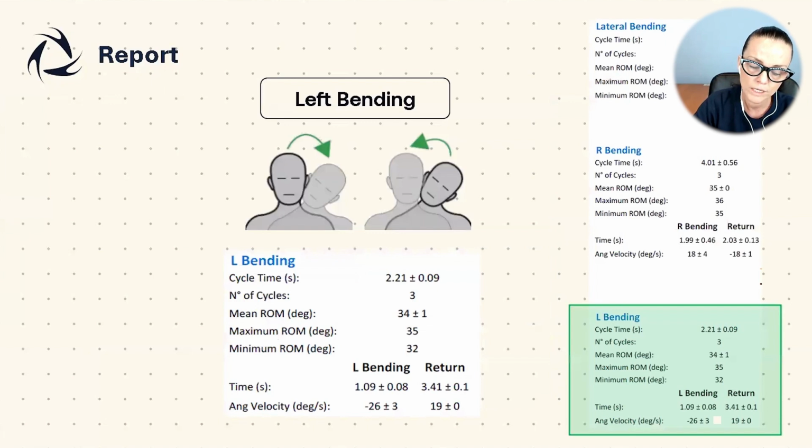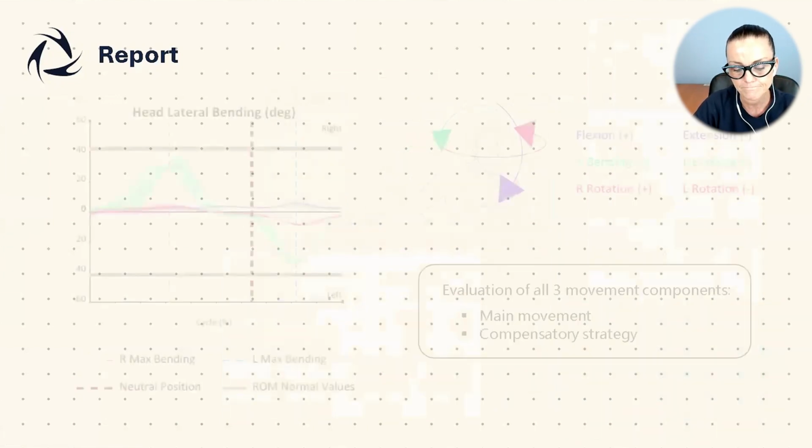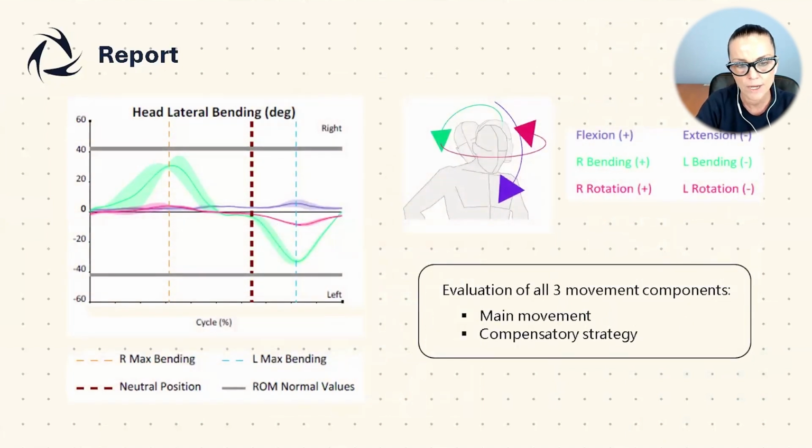Okay, so what I have just explained for the right bending is exactly the same for the left bending. Now, let's describe this first graph that you have in the top corner of your report. On the horizontal axis, the percentage of the movement cycle is shown. And on the vertical axis, there is the angle value in degrees.